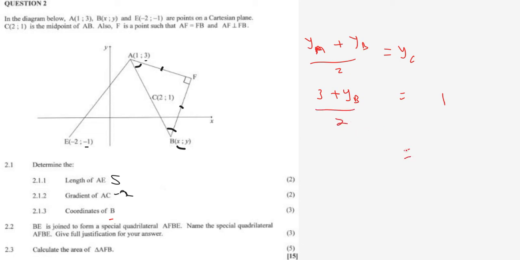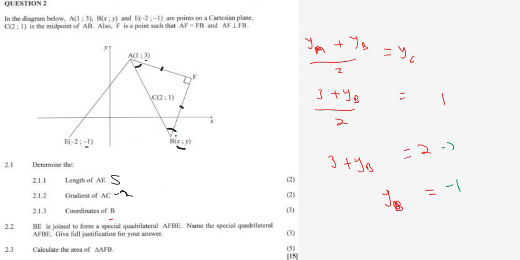Then from this, you cross multiply. Then you get your 2. Then here you are left with what? 3 plus y at B. Because we want y at B as the subject of the formula, now you transpose your 3 to the other side. It's going to be minus 3. Then our answer is going to be negative 1.